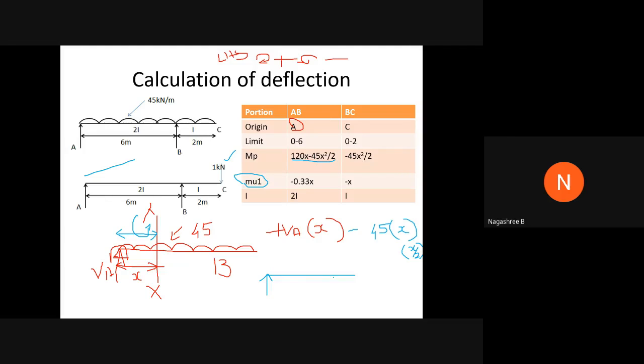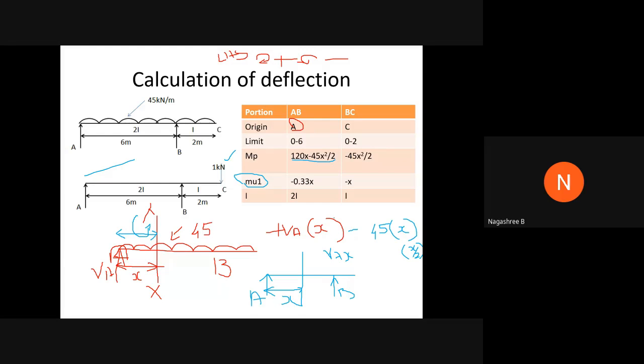So this is A and this is B. And then I have the section here from A, wherein A is the origin point. So therefore it is equal to X here. So this moment is equal to VA into X, VA into X.